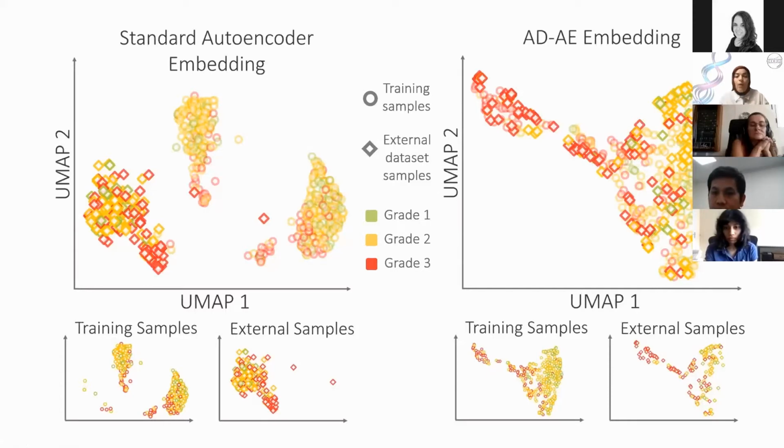But the critical point here is that the direction of separation by cancer grade for the training samples is also valid for the external samples, which basically shows us that once you deconfound the space, you can learn more generalizable, more robust patterns, which is one of our goals in this project.